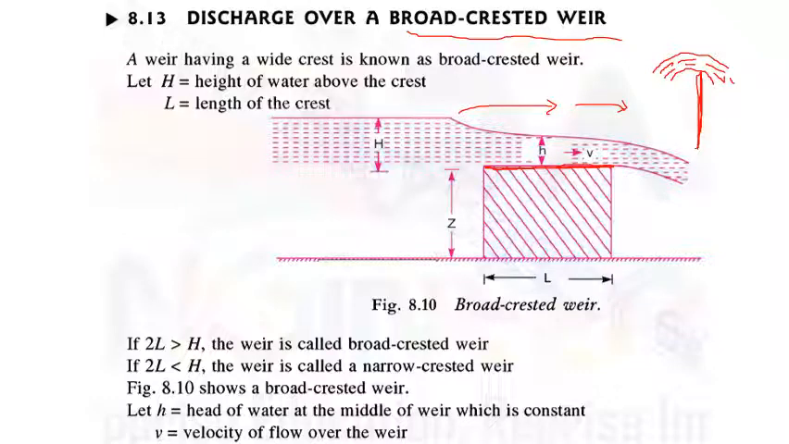So H is the height of water above the crest, that is marked in the figure. L is the length of the crest, that is also marked in the figure. If 2L is greater than H, the weir is called broad crested. If 2L is less than H, the weir is called a narrow crested weir. So in the figure we have a broad crested weir. Small h is the head of water at the middle of the weir, which is constant. That is the head over the middle of the crest. And v is the velocity of flow over the weir, that is also marked here.